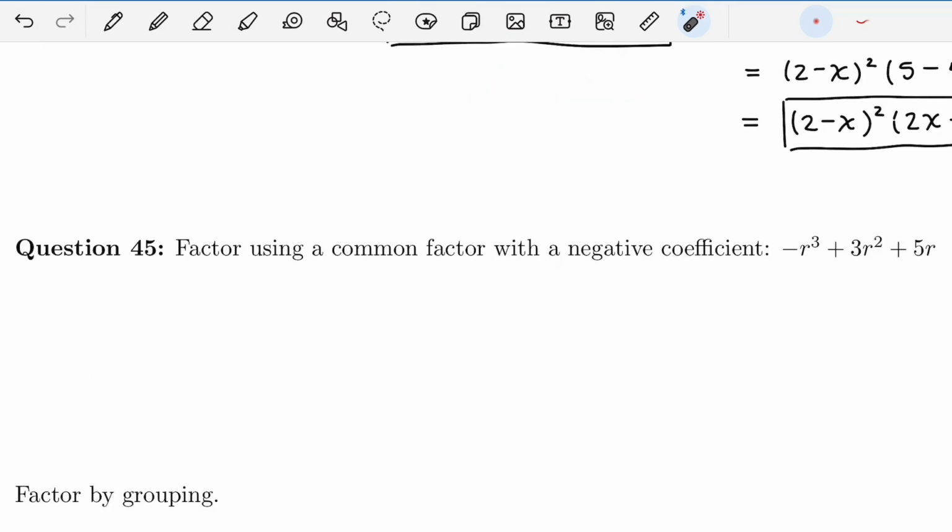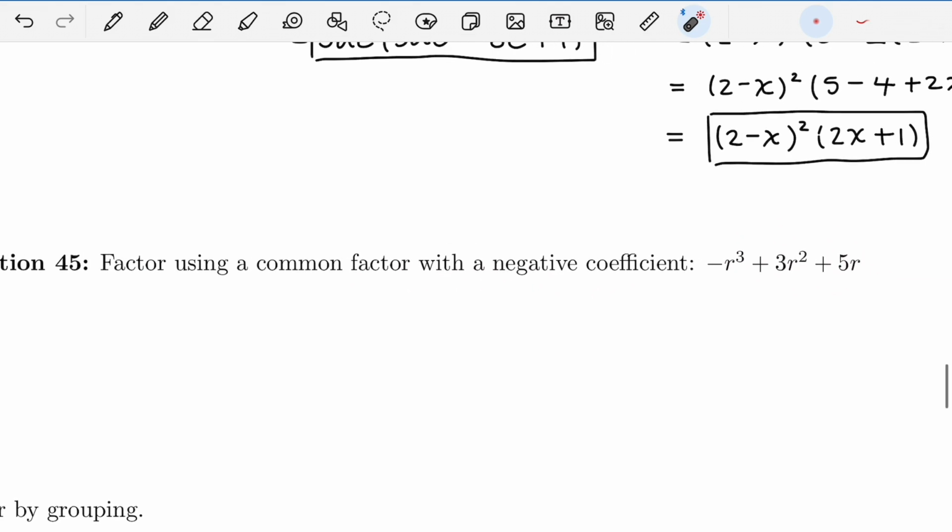Now for this next example, we want to factor this polynomial using a common factor with a negative coefficient. So we're going to pull out a greatest common factor, but that greatest common factor needs to have a negative coefficient. So if you can see it right away, you can just go ahead and pull that out. But if you can't, an easy way to see what's going on is to do this in 2 steps.